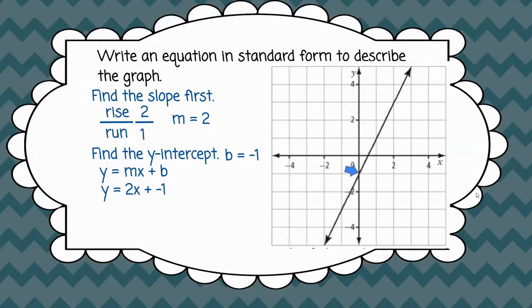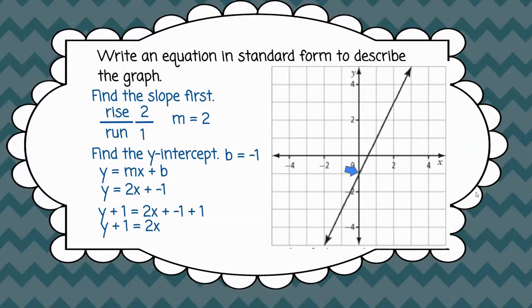Now, standard form means we have to get all of the variables on one side of the equation and everything else on the other side. So my first step is going to be to move the 1. I'm going to add 1 to both sides so that I can get the -1 away from the x. Now you can see that I added the +1 to both sides. And that leaves me with y plus 1 equals 2x.